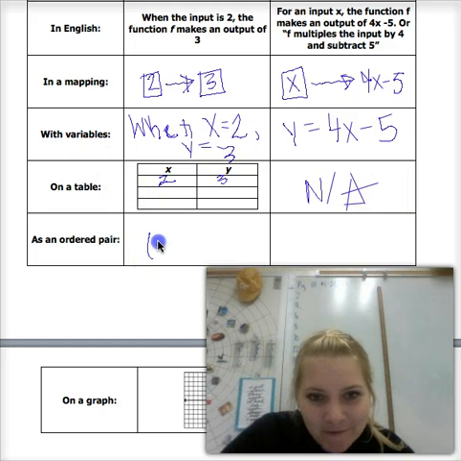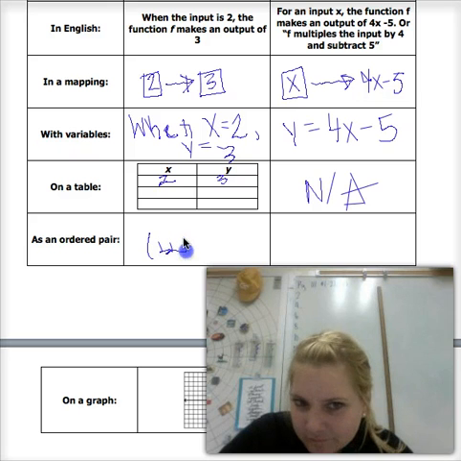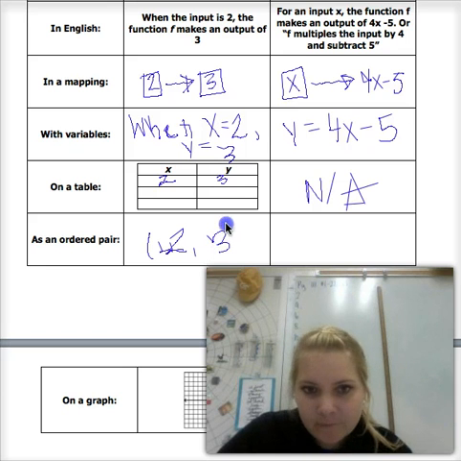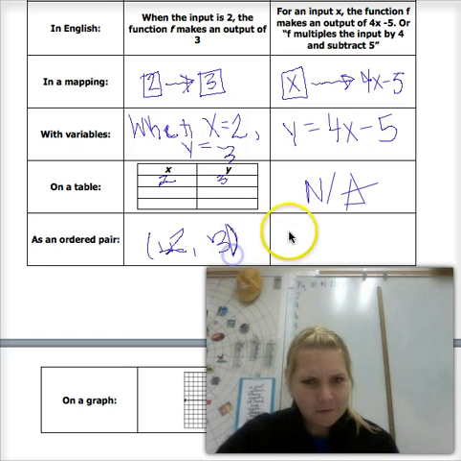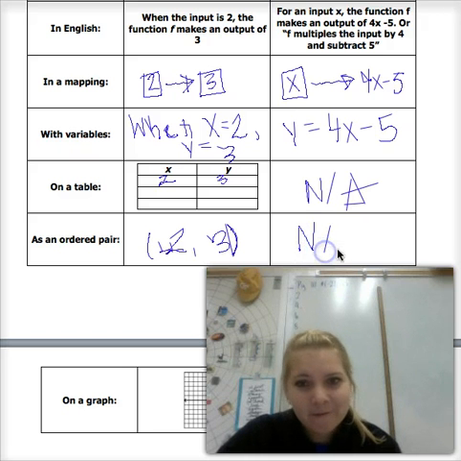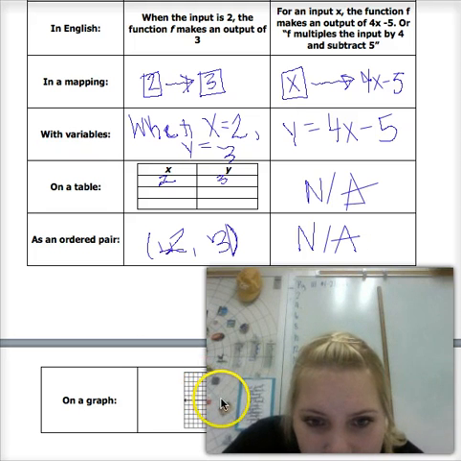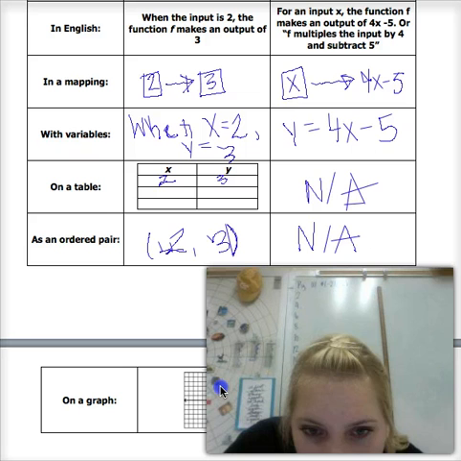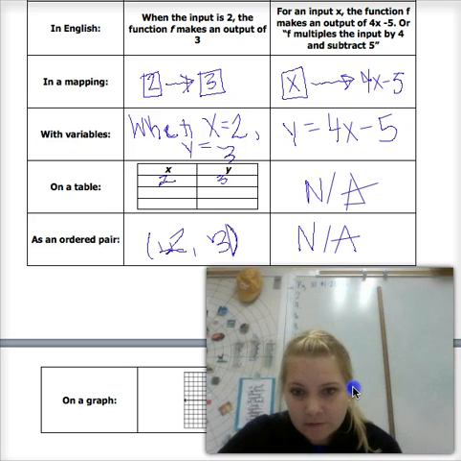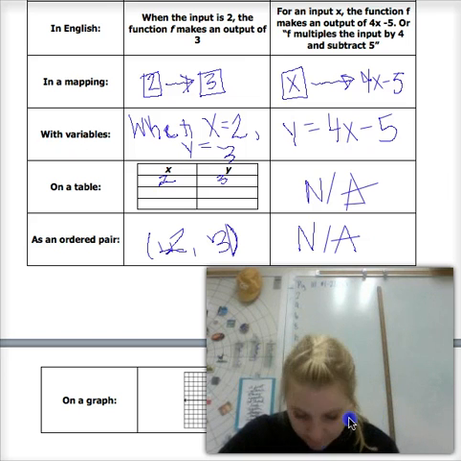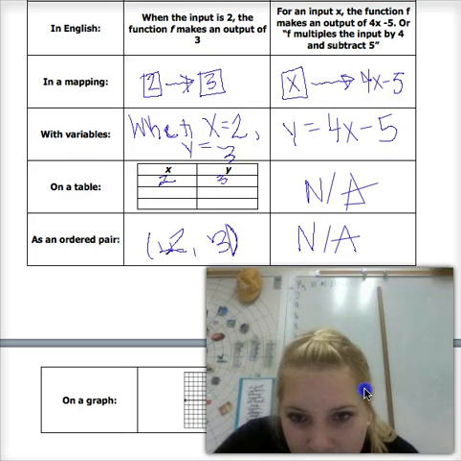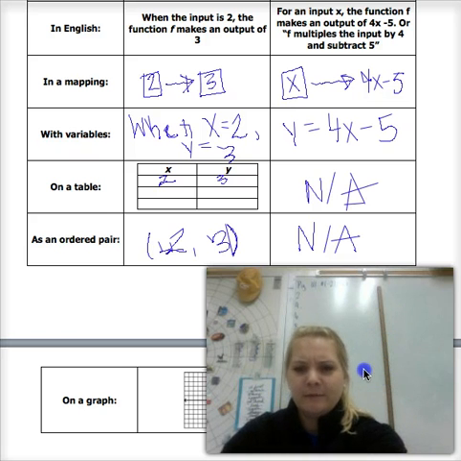All right, as an ordered pair, we have 2, comma, 3. And in general, once again, we have infinitely many ordered pairs because that function has infinitely many solutions. And on a graph, we have 2, 3, and in general, that graph will be just the graph of that particular function. So I know this is sort of rough, but this is a little hard to do on this particular pen right now for some reason.